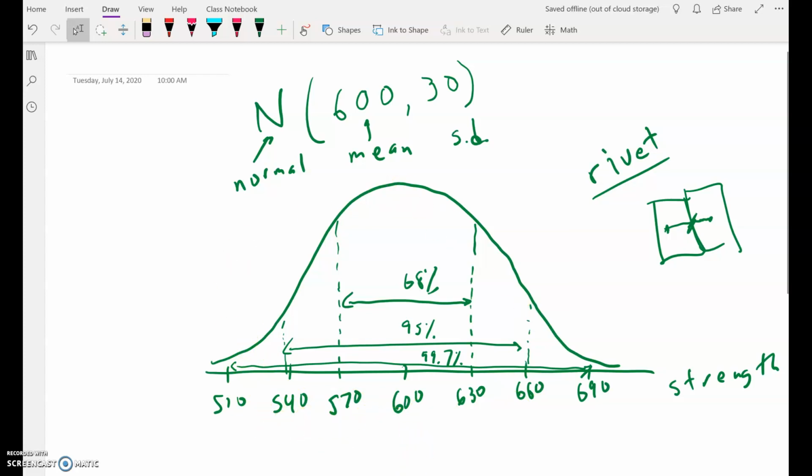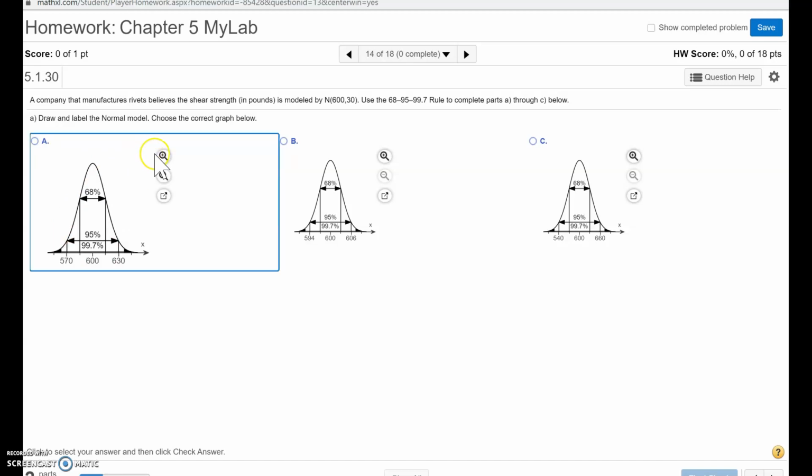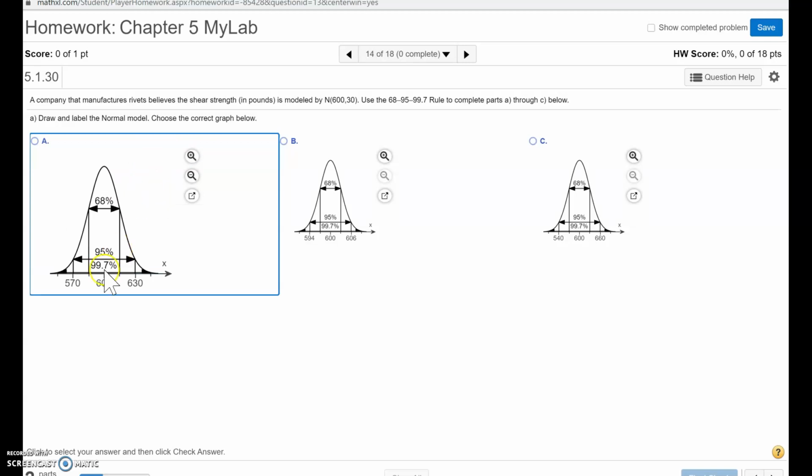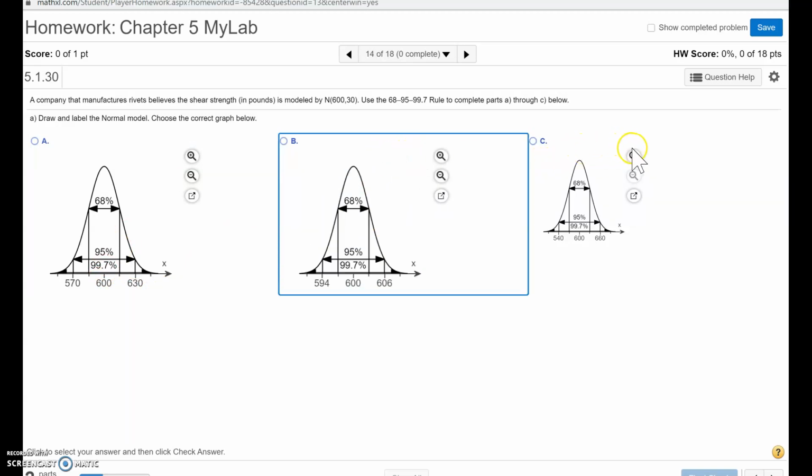So back to, here's the original picture. And which picture looks like the one we just drew? First of all, there's a little magnifying glass. You can zoom in. I know these pictures are kind of small. It might be hard on your particular screen to read. So you can click the little magnifying glass to make your picture a little bigger. All right, well, 600's in the middle on this one, but 600's in the middle on these other choices too. So that's not going to help us.